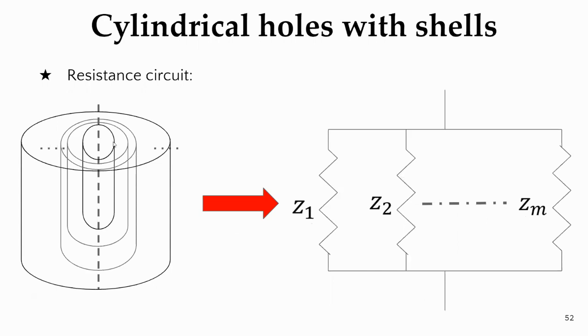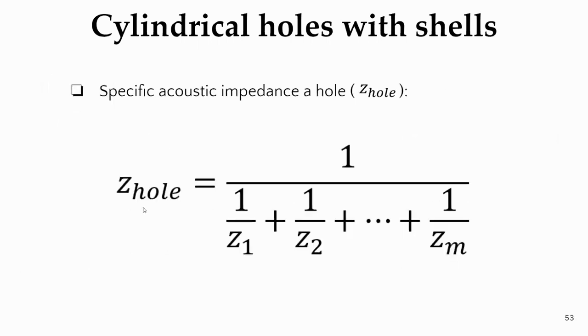And as you can see from our electroacoustic analogy, all the holes are actually in a parallel manner, and we can say the total impedance, as in the case of total resistance, is like this. And that is the cylindrical hole acoustic impedance equation for a cylindrical hole with shells.